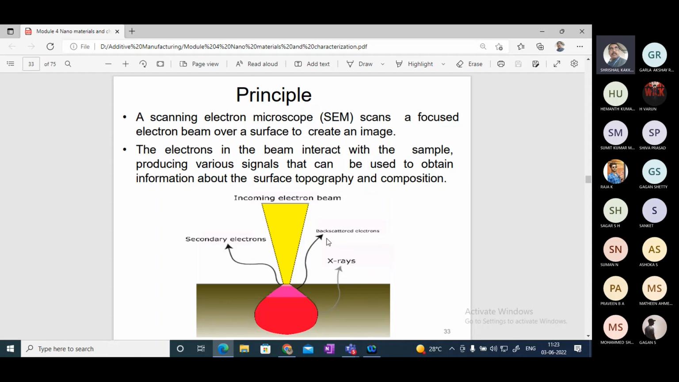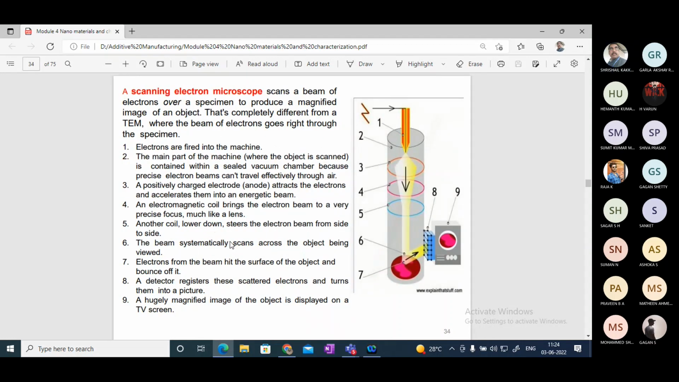There will be scattering of electrons. All the electrons liberated from the cathode and attracted towards the anode will not fall exactly onto the surface of the workpiece. Certain electrons will be backscattered and redirected once again, and some of them will leak out. And the secondary electrons will be passing on. Now, we'll see what features this scanning electron microscope has.